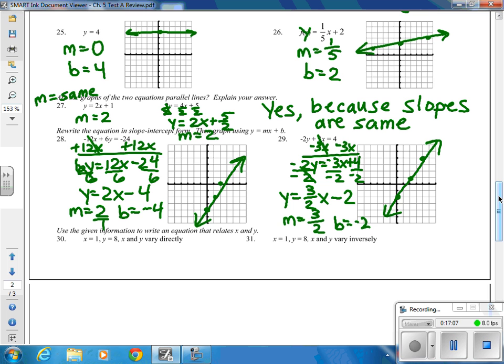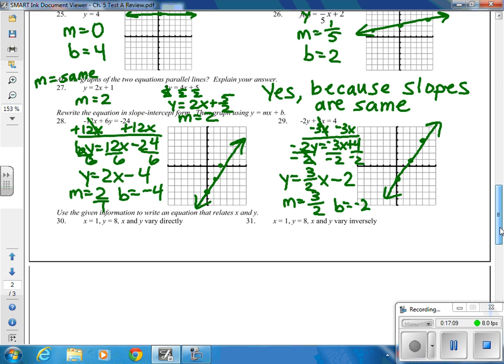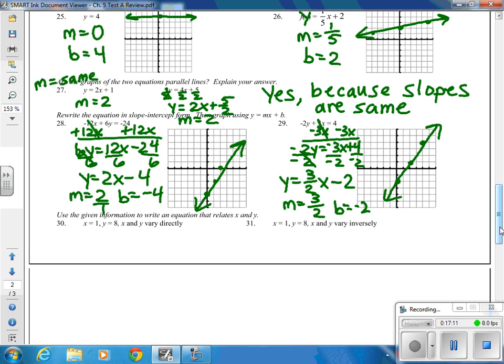Okay. And then the last two are numbers 30 and 31. They deal with direct and inverse variation. Again, you're asked to write an equation that relates the two values that are given. So in number 30, it does say the word directly. That's your big clue that you're using y equals k times x. You have to find k first and then go back and plug it into the formula to get the equation.